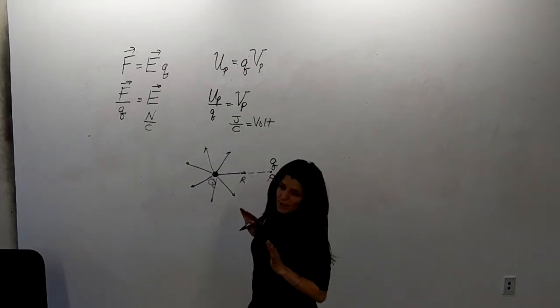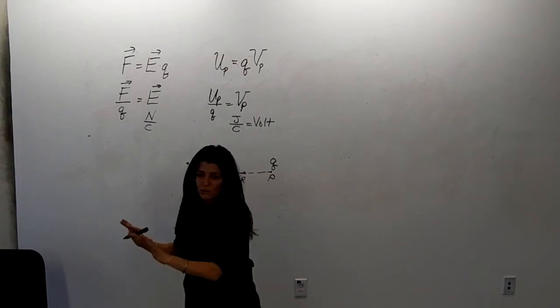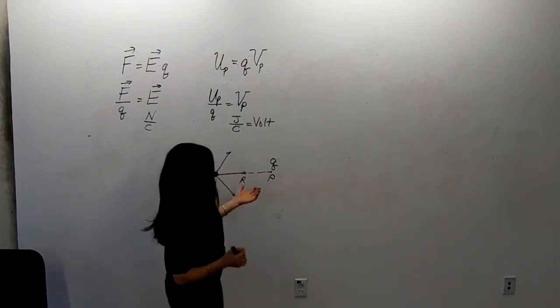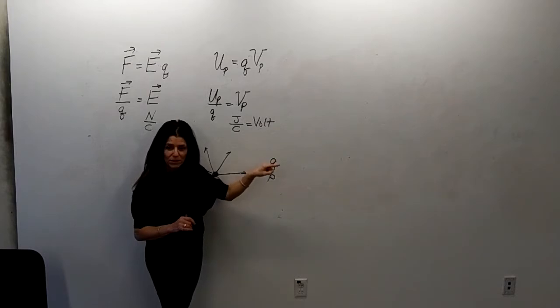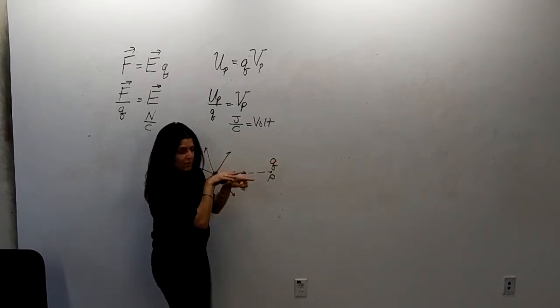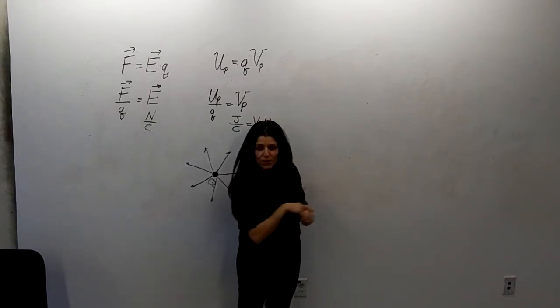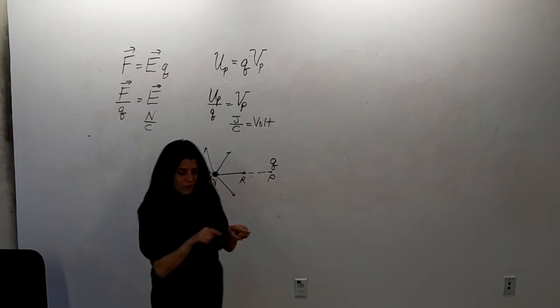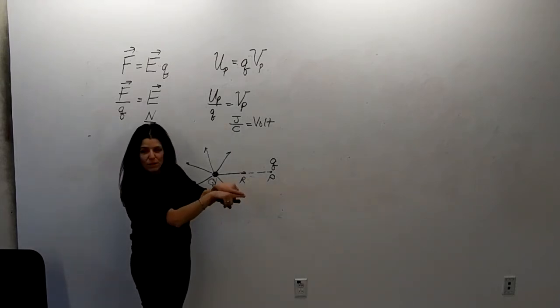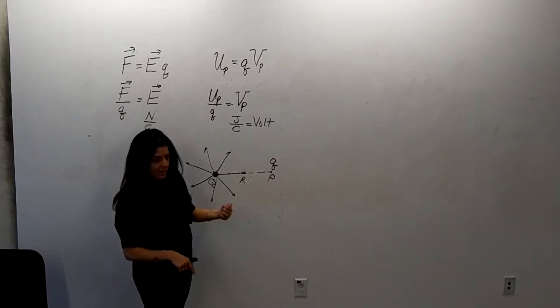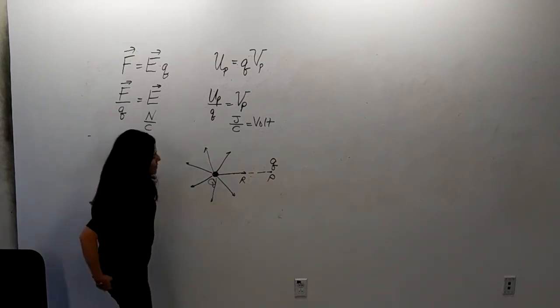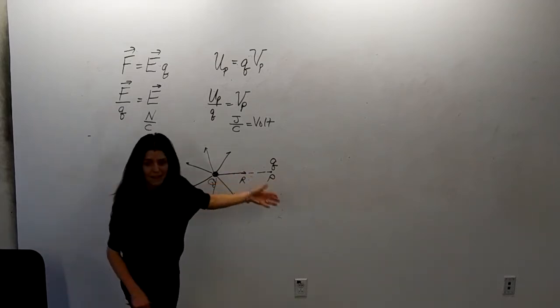I have to do work coming into this system as an external agent to push the charge in, but then the field is also going to do positive work because the force is pointing that way, the electric field is out, it's moving that way. The field is going to do positive work to push it out to infinity. Because the electric field and the vector you're moving along point in the same direction, it's a little easier to think about the second case than the first case. So let's actually write that expression.